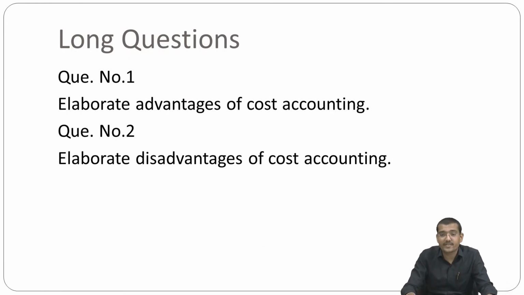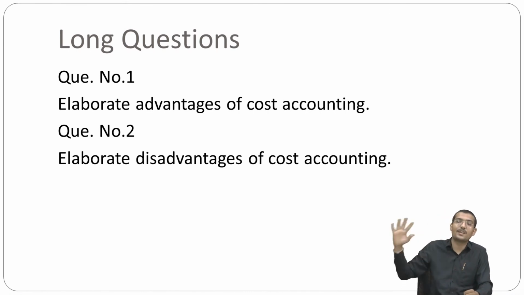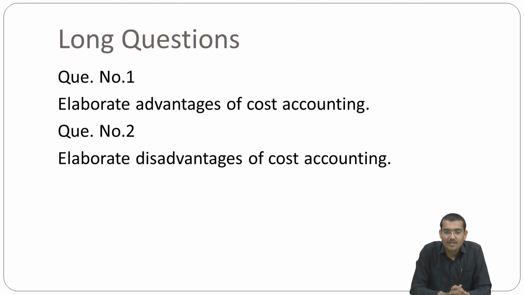After referring to this, you have to evaluate yourself with these three aspects: long question, short question and MCQ. And after determination of these three aspects, if you learn more, if you read more, then you can refer to some books also. So let us begin your evaluation. The first aspect is the long question aspect. You have to elaborate the advantages and disadvantages of cost accounting.